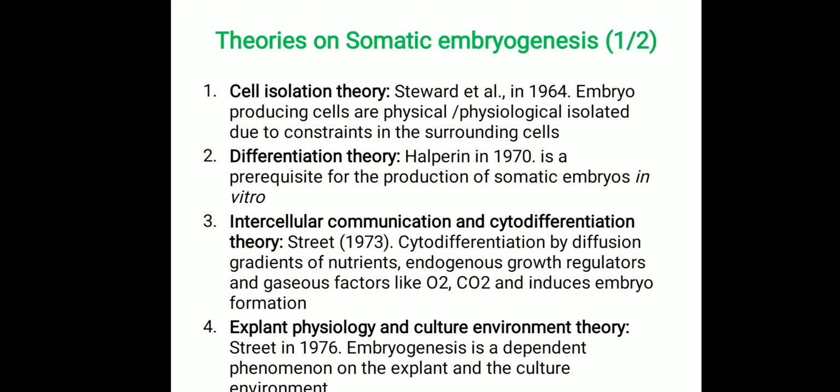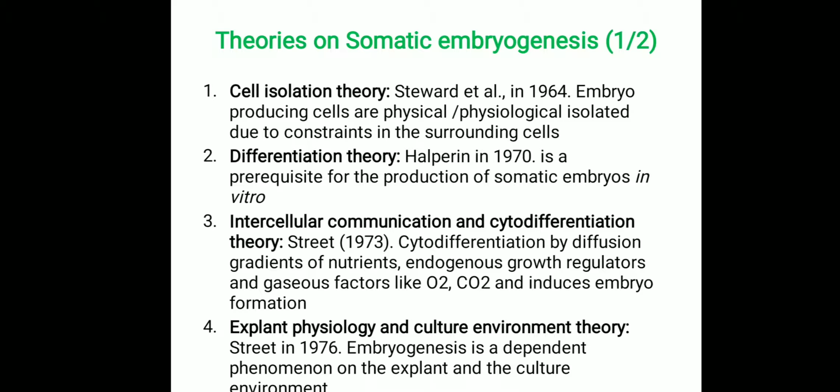There are 6 theories attempted to explain how somatic embryogenesis takes place. The first theory is the cell isolation theory proposed by Steward in 1964. He said the embryo-producing cells are physically or physiologically isolated due to constraints from the surrounding cells and are forced to form an embryo. The next theory is the differentiation theory proposed by Halperin in 1970. He said it is a prerequisite for the production of somatic embryos in vitro in some cells.